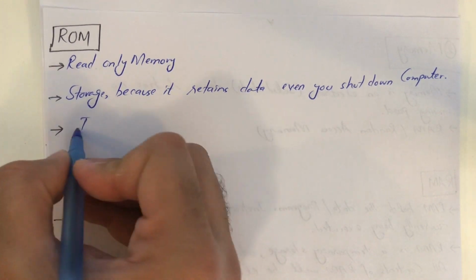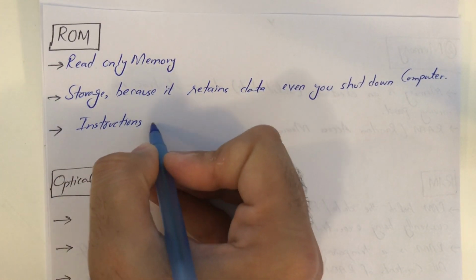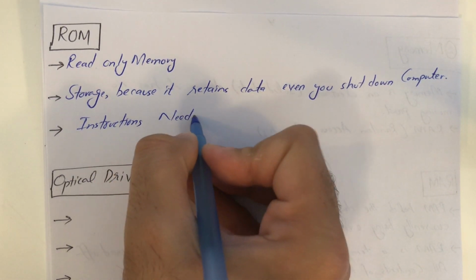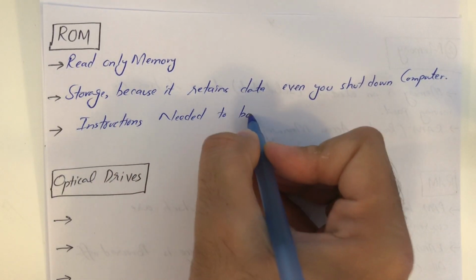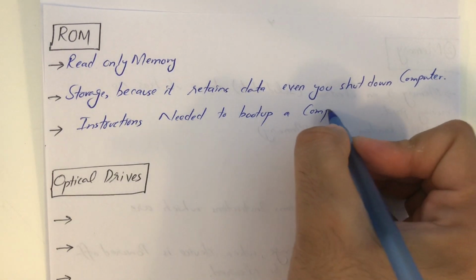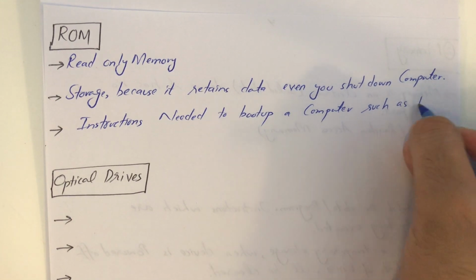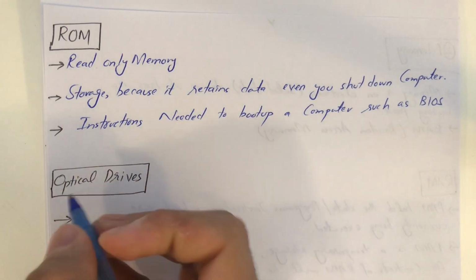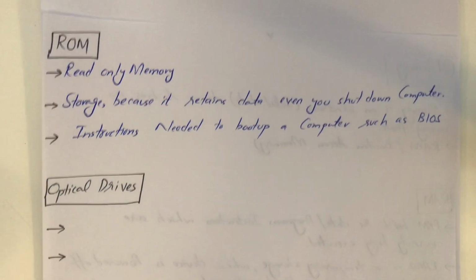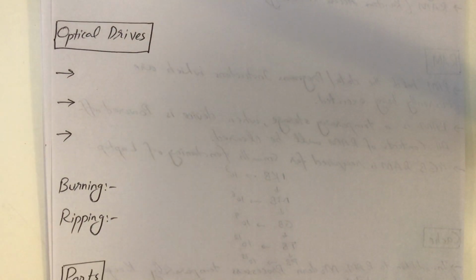What it actually holds are the instructions needed to boot up a computer, such as the BIOS, the basic input output system. It's typically stored inside the ROM. ROM is basically installed by the manufacturer, so you cannot actually modify the contents of ROM.